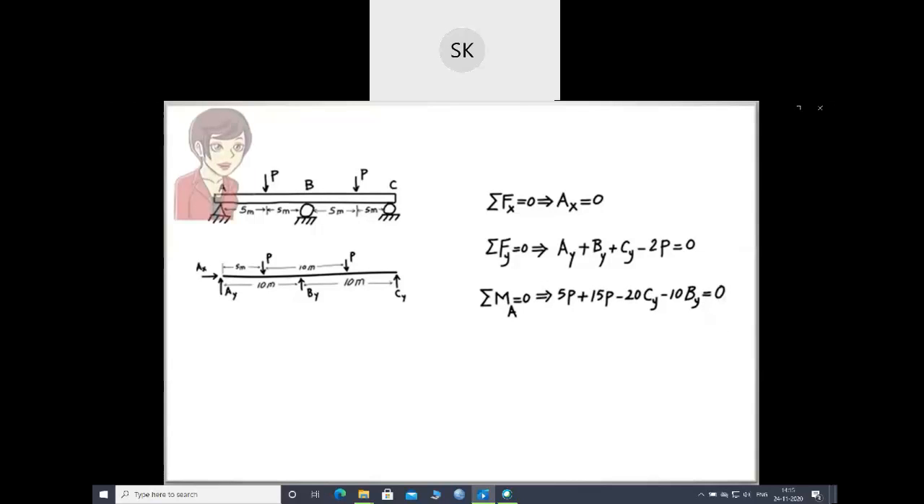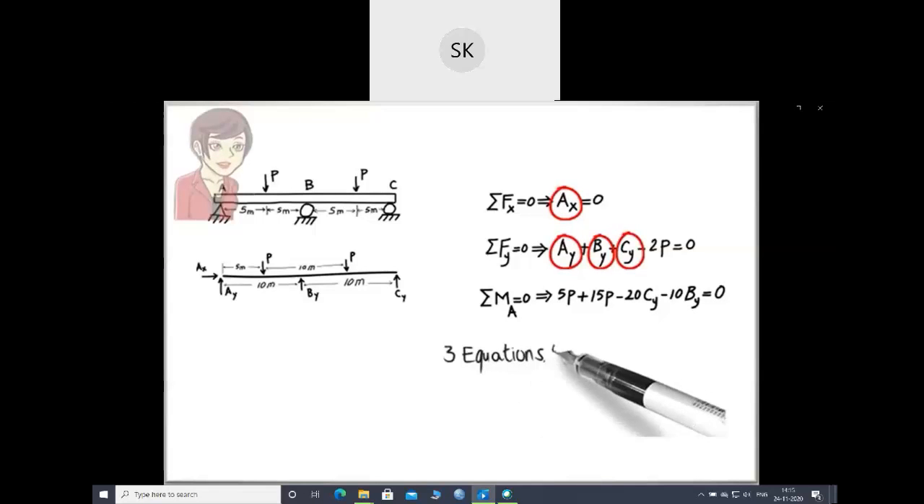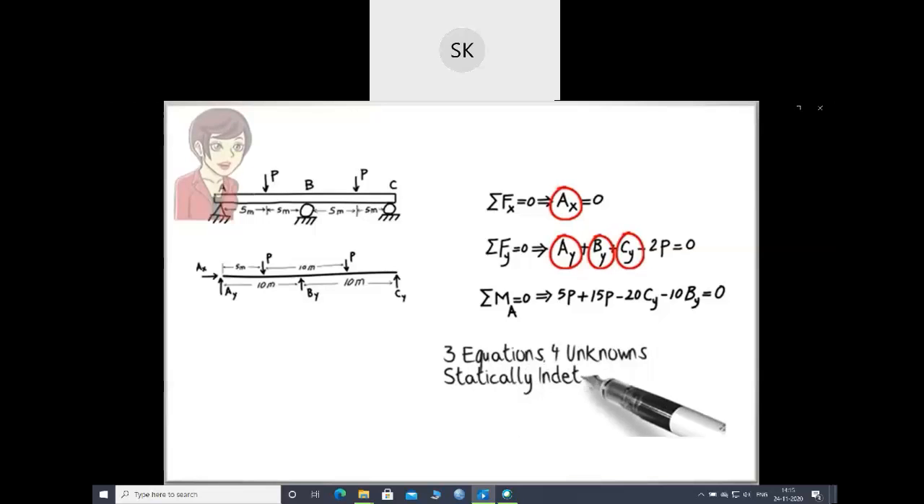Notice that we have 4 unknowns but only 3 equations. Therefore, we cannot solve for the unknowns. The beam is not statically determinate. We will discuss techniques for analyzing statically indeterminate beams later in the course.